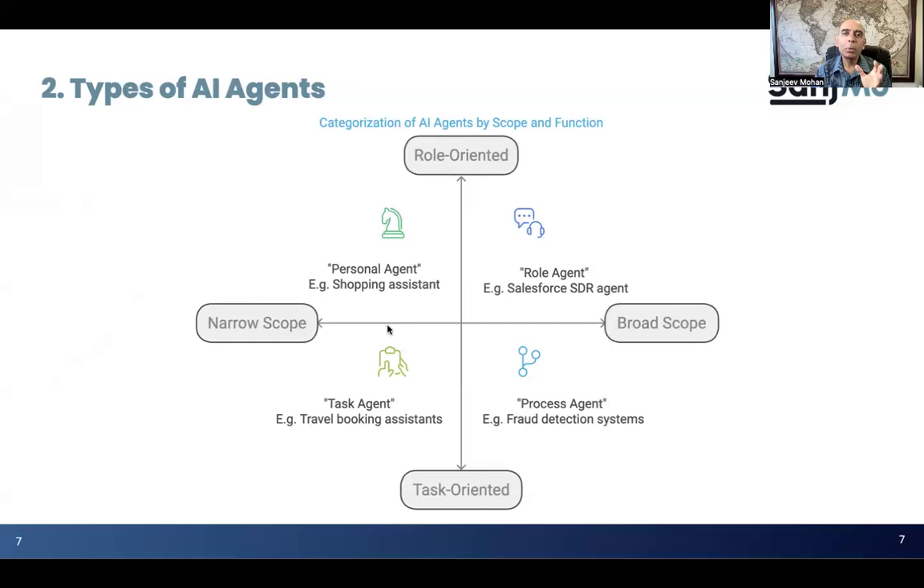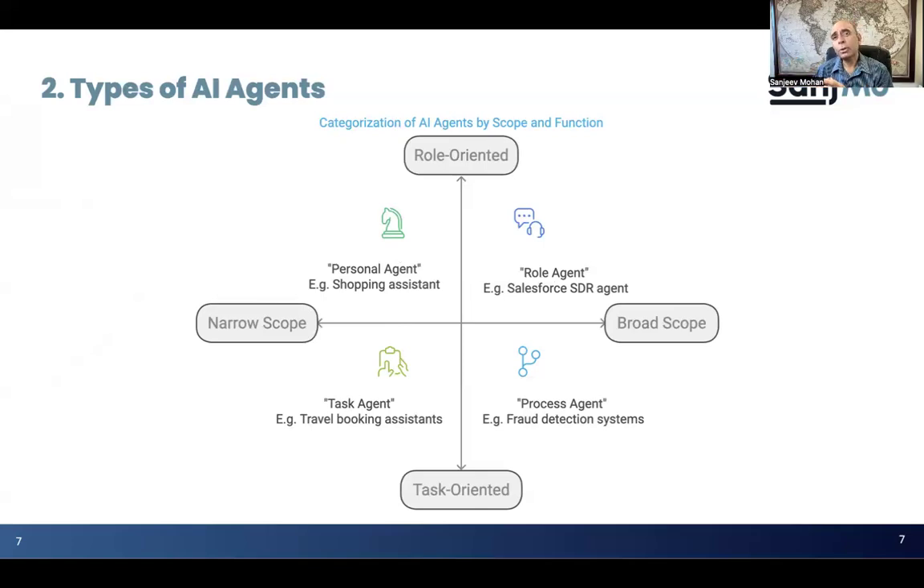But let's look at more narrow agents. Here is a task-based agent. It has one and only one job, which is you are responsible for making travel bookings. Now let's move to the right-hand side where we still have a task agent, but now the scope is much broader. It's fraud detection in this example.